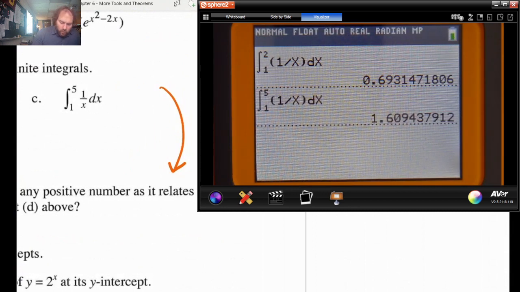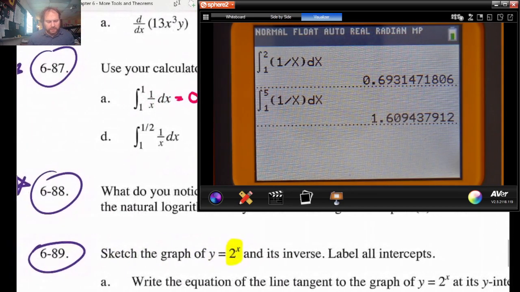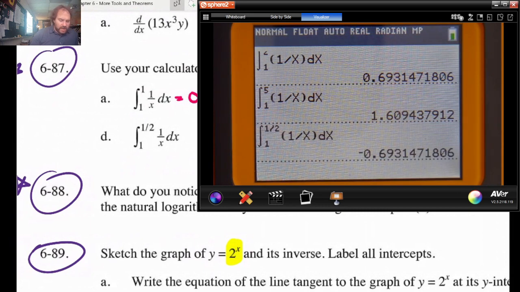And that is 1.60944 or whatever. These decimals are going to seem inconsequential, but later on in the next question, it'll become apparent what's going on here. The integral from 1 to 1/2 of that thing is going to be a negative number. It's actually the same answer as part B, but it's negative, which we'll be able to explain in just a moment.